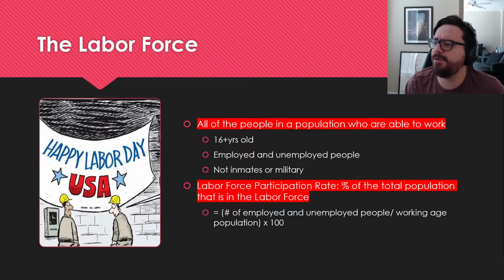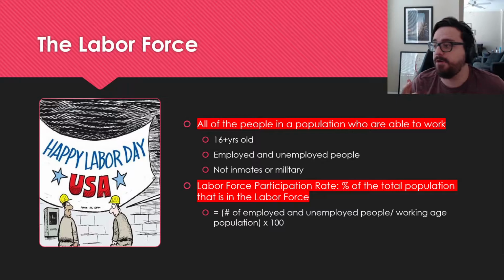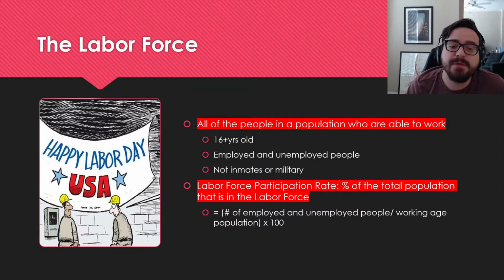In order to find that number, you just take the number of employed and unemployed people in a country, add it up, and then divide that by the working age population. Basically, people aged 16 and up. In America, it could depend on different countries. Then you times that by 100 because it's a rate, so you need to get it from 0.67 to 67%. In America, our labor force participation rate is typically between 65 and 70% in a given year.